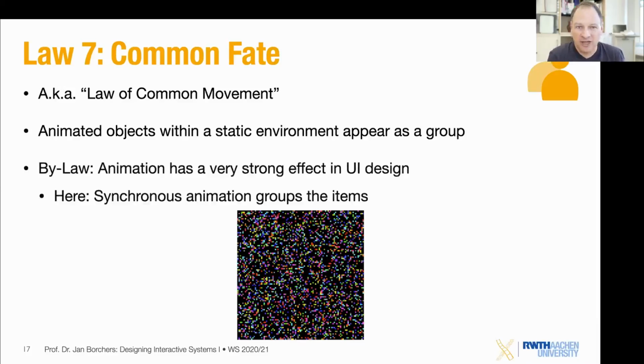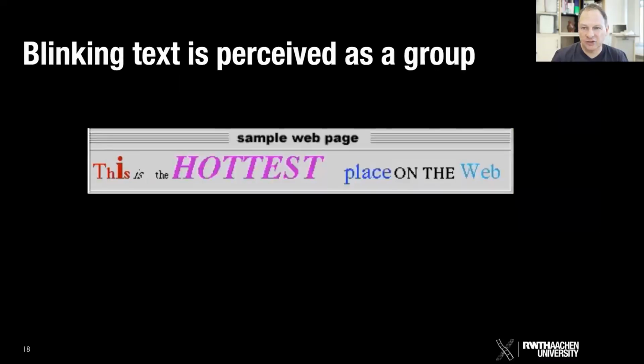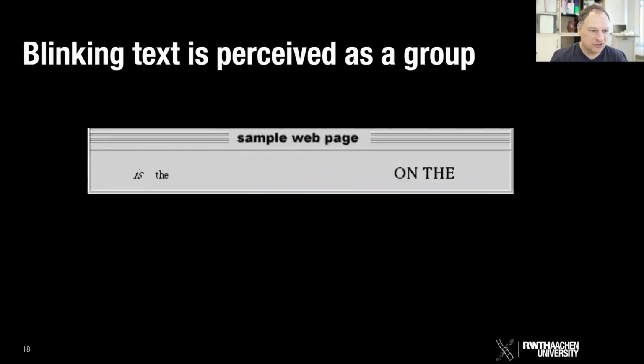The byproduct of that for GUI design is that if you have animation, then its effect on user interface design is extremely strong, right? So here we had this synchronous animation, which means that stuff gets grouped together. So even though those pixels were individual and didn't belong together, they were made into a group by moving in the same way. And this even works when things are not exactly right next to each other.